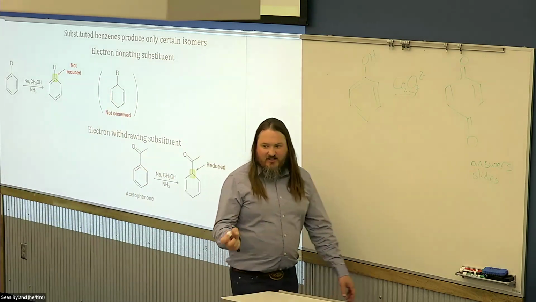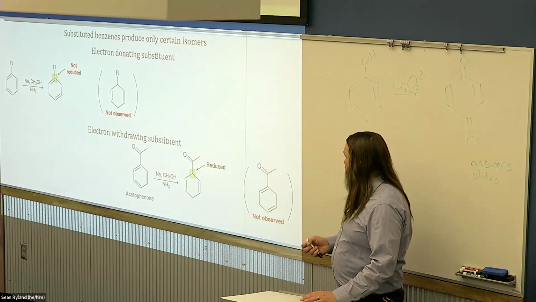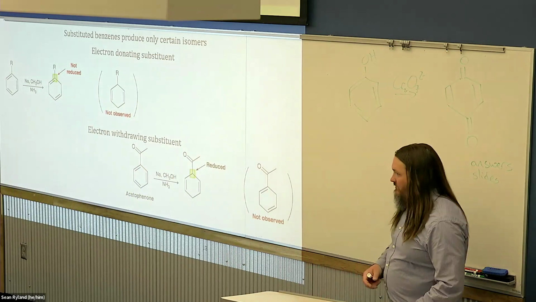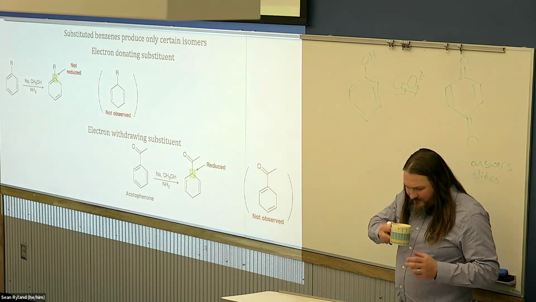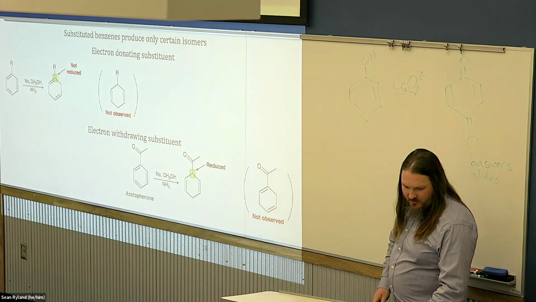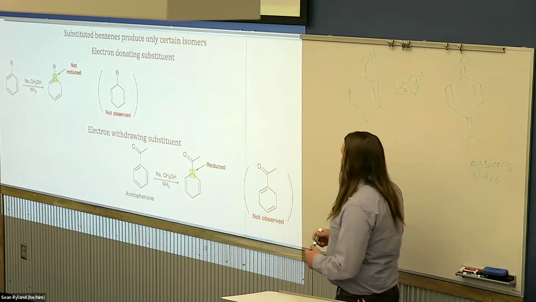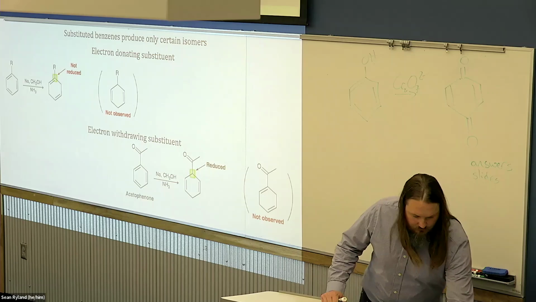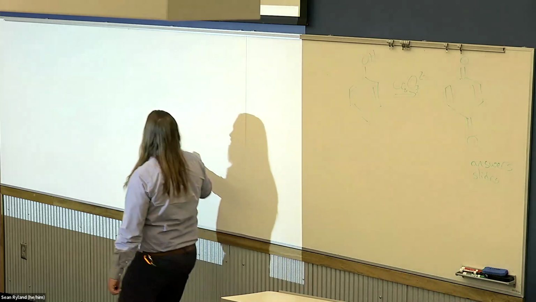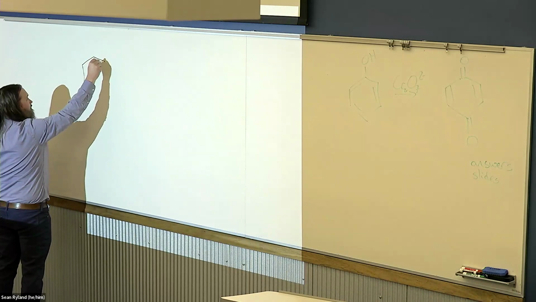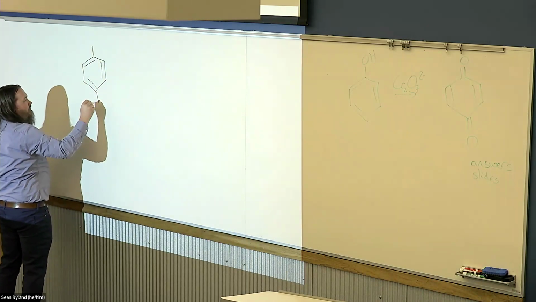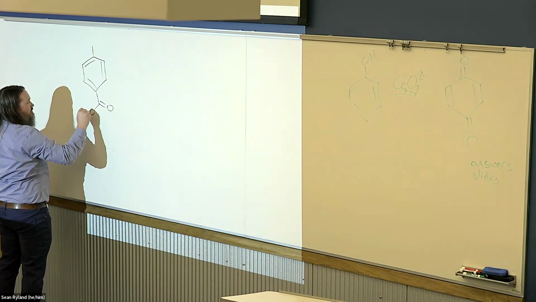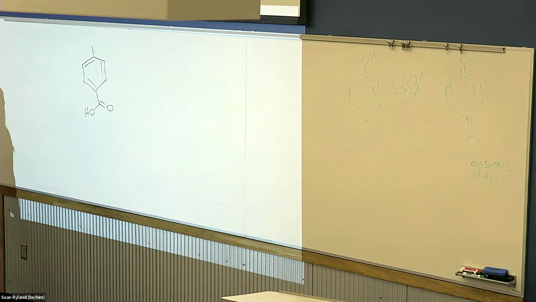Especially when we get into aromatic substitution, but it also applies here as well. So for instance, if we have benzene where we had a methyl group and an acid group in the para position, they can't both be satisfied.